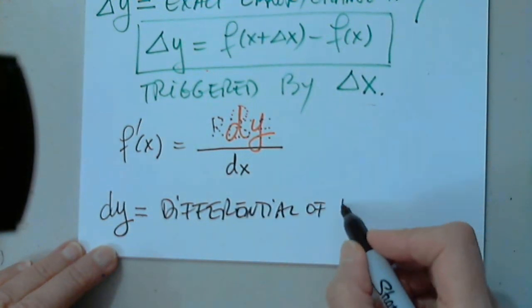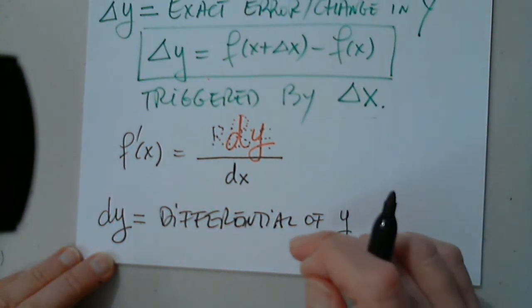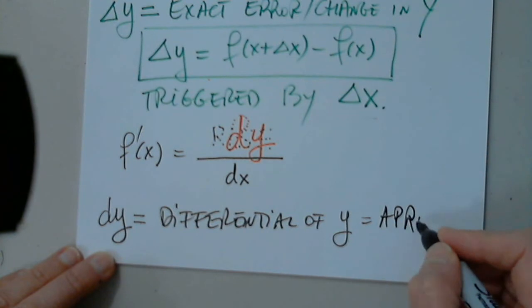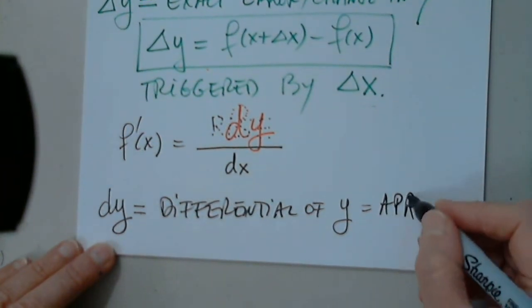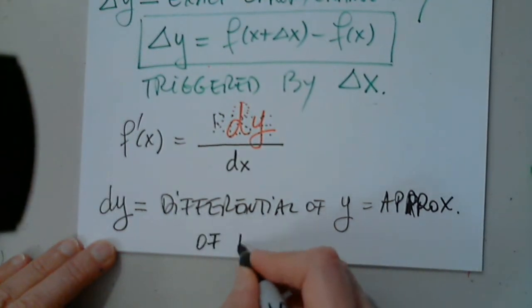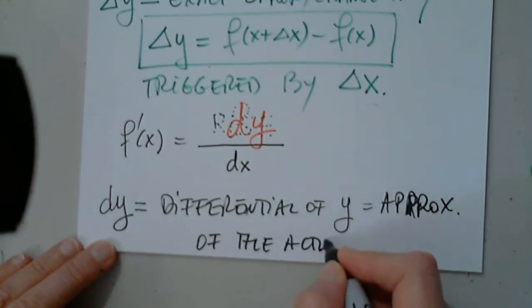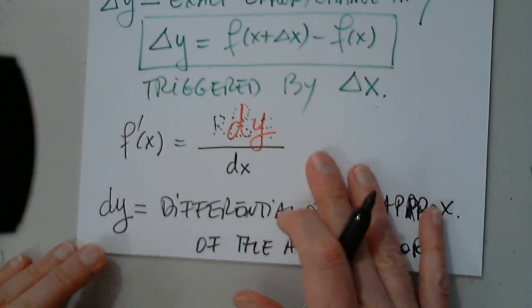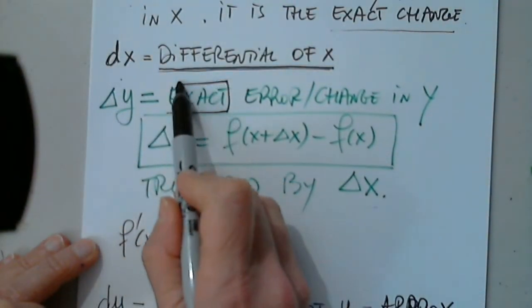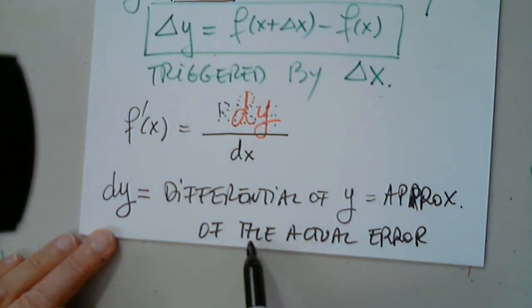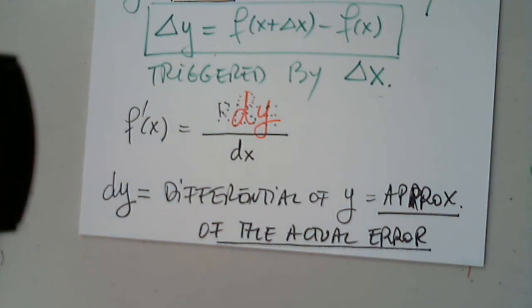Of y. So what does this mean? It's an approximation. I meant to write two p's in there. Approximation of the actual error is not the actual error. This is the exact and there is no other. But the delta y is an approximation of the actual error.